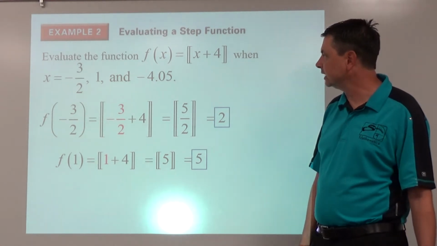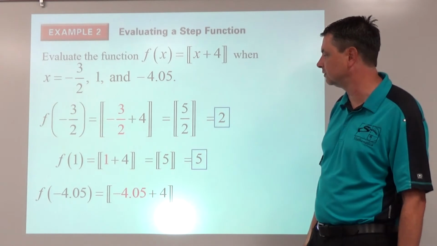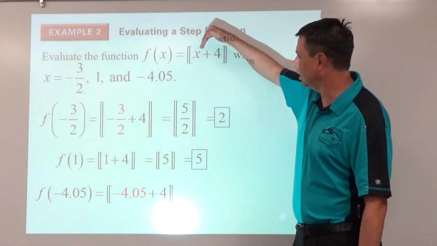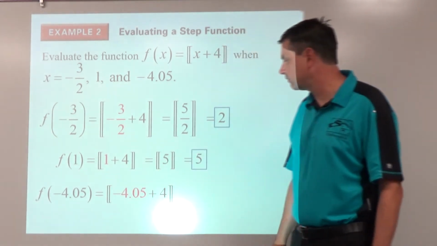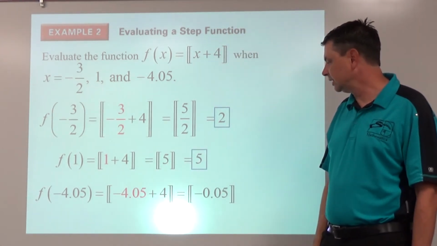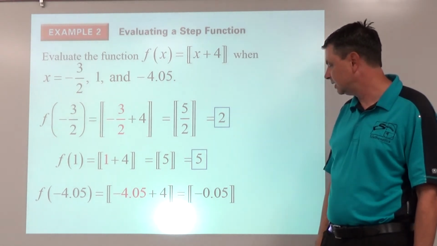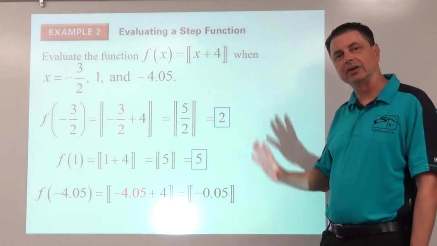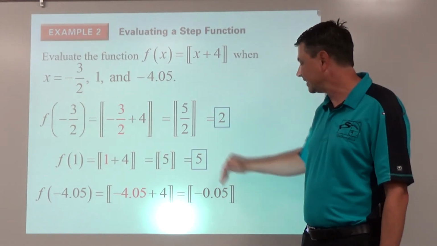Okay. And lastly, -4.05. F of -4.05. Greatest integer of -4.05 plus 4. Go ahead and do the adding first. You get the greatest integer of -0.05, which is not an integer, so we now need to move down to the next lower integer, and that's going to be -1.